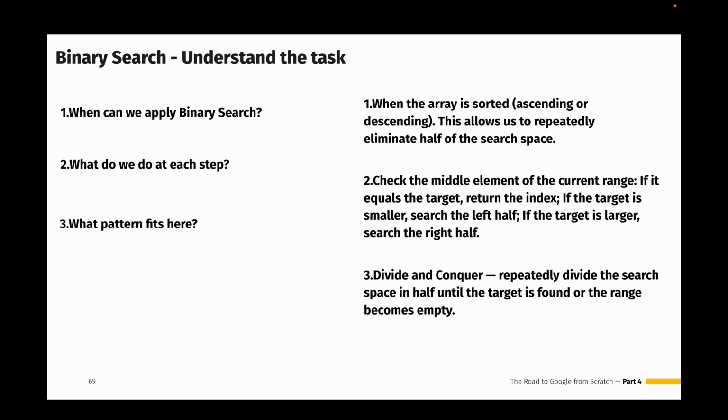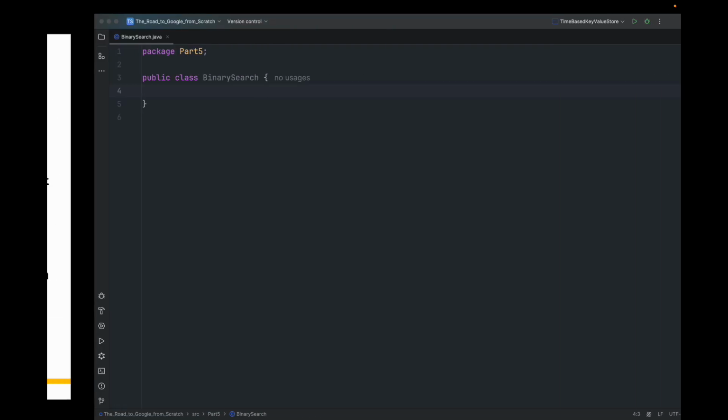And what pattern fits here? Divide and conquer. So actually that's the pattern which binary search is using, because we can repeatedly divide the search space in half until the target is found or the range becomes empty. So I hope this helped you. Now let's check how we can implement this in code.